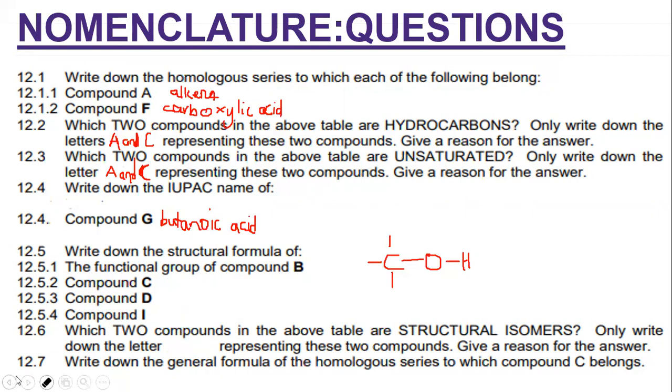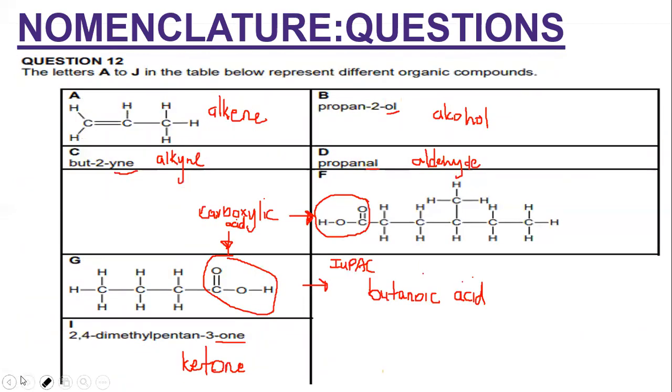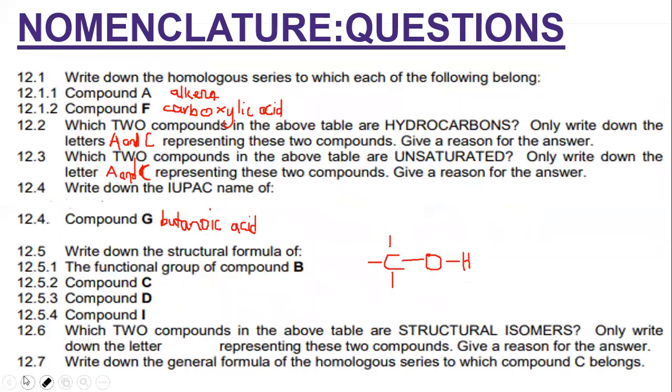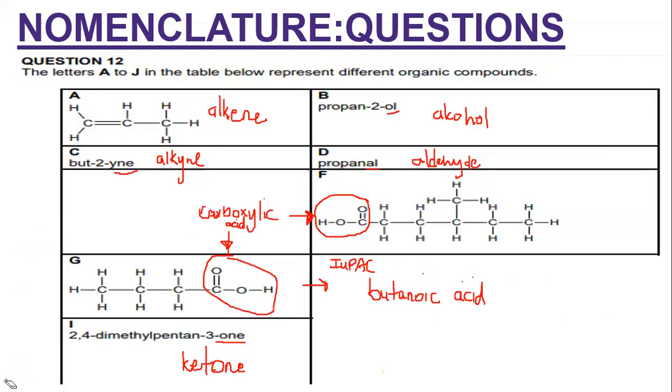Okay, so let's go back. We know it's an alcohol, we are fine. Now the next question wants compound C. So now they want us to draw the structural formula of compound C. Let's go ahead and look at compound C. There it is. So that is compound C.